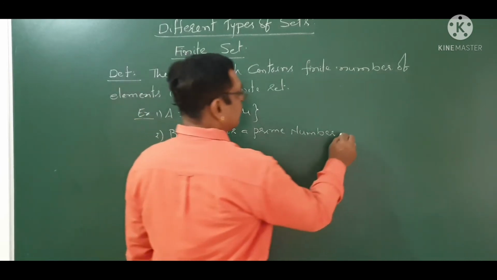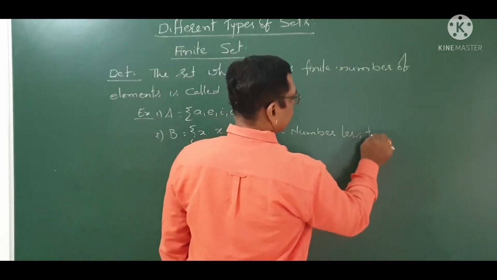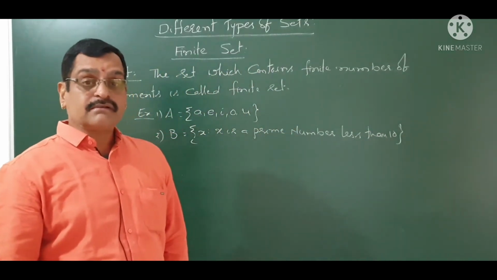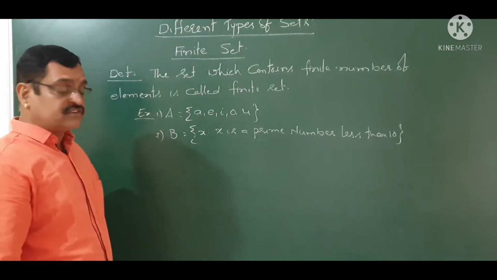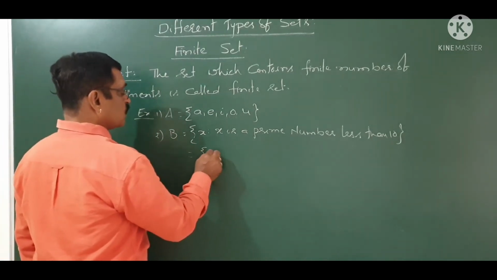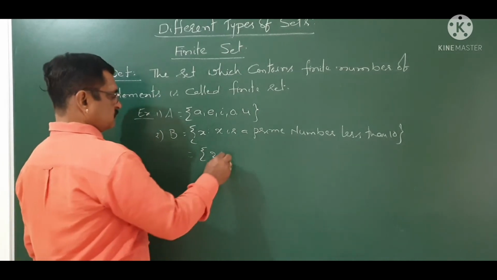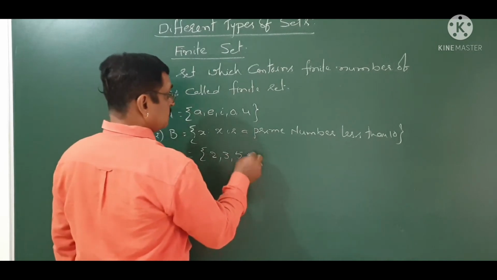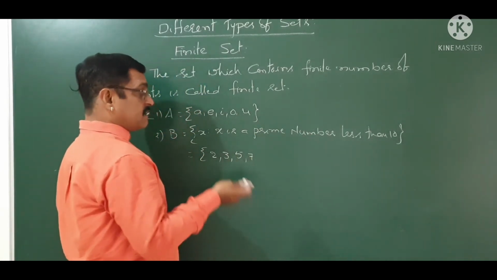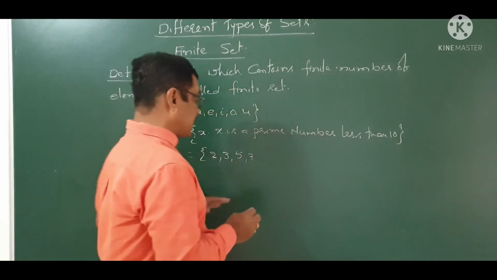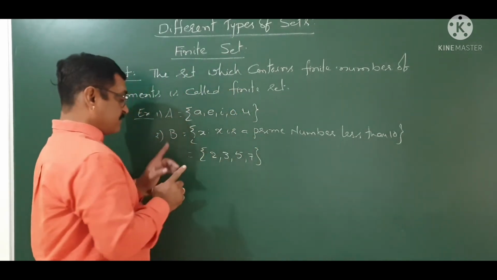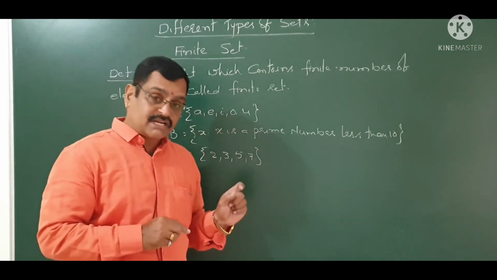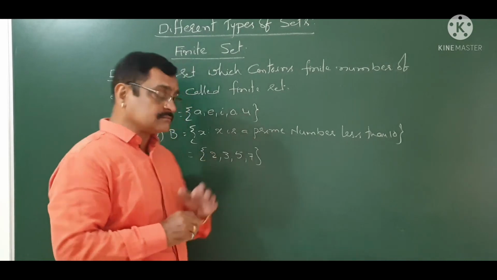X is a prime number less than 10. Now, let me make a list of elements of this set. 2 is the first prime number, 3, 5, 7, and 11 is the next prime number, but it is more than 10. We don't want that. So, this set contains 4 elements. 4, a finite number, so this is a finite set.